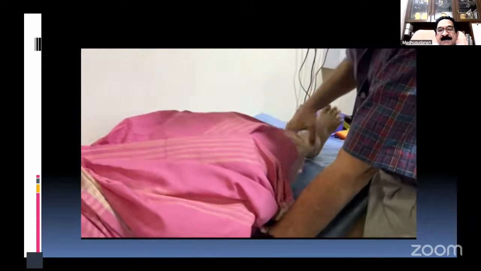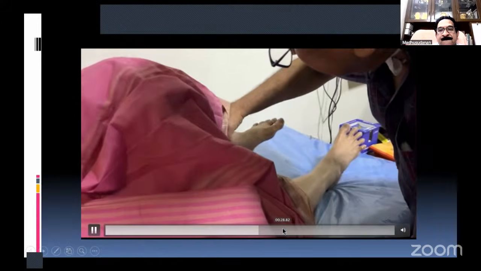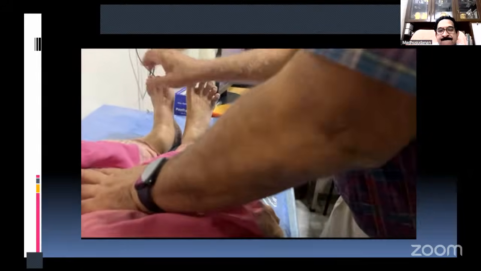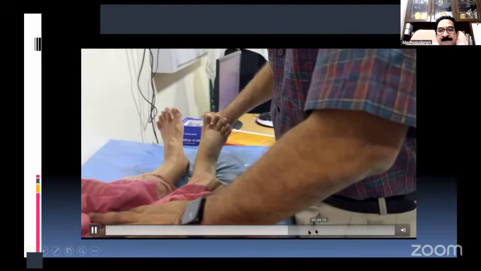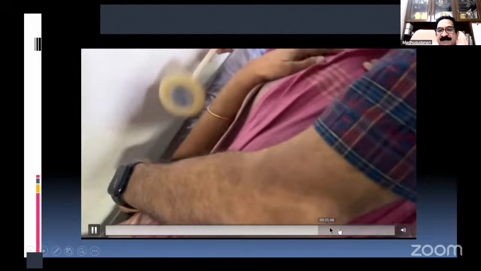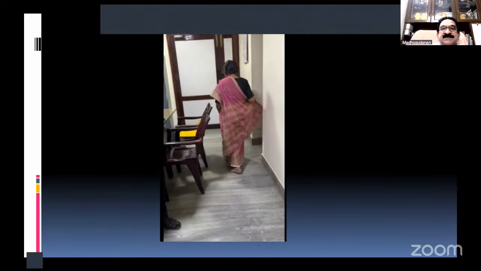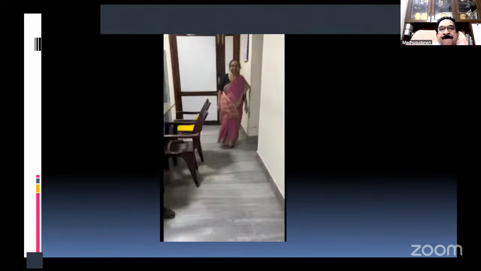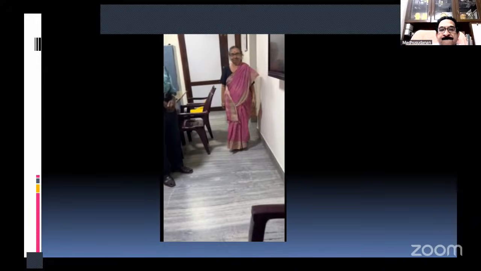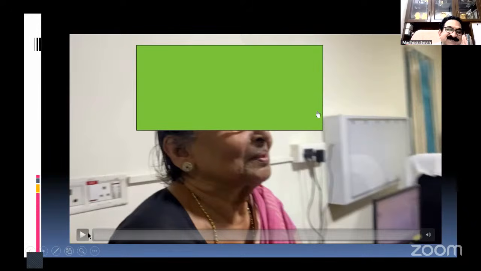They're all improved. I'll skip the 10% down. And see how she's walking now. Initially she needed 2% to walk, now she's walking without any problem. But speech is still aphonic. That is the only thing she has not improved.